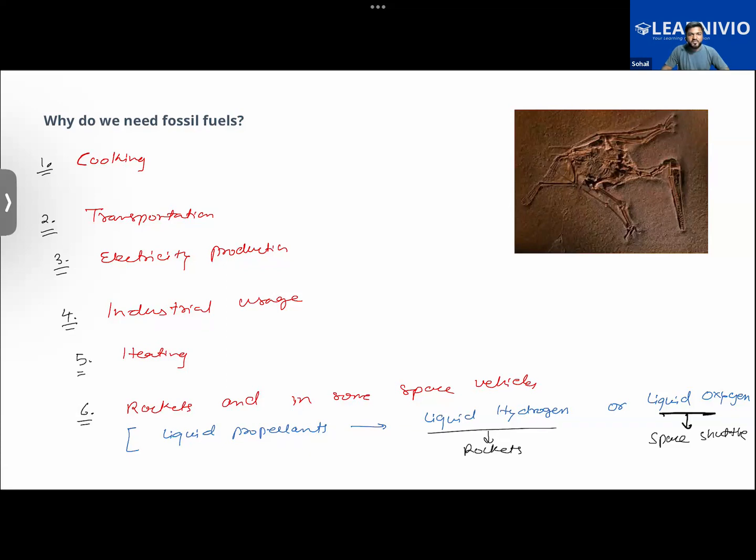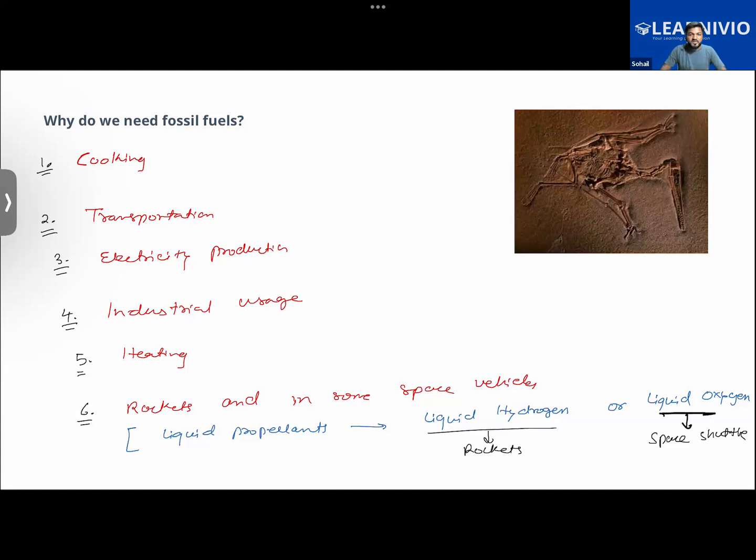What is the study of fossils called? What is the name of the study of fossils? That is paleontology. That is the study of fossils.